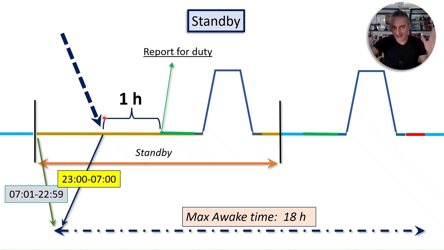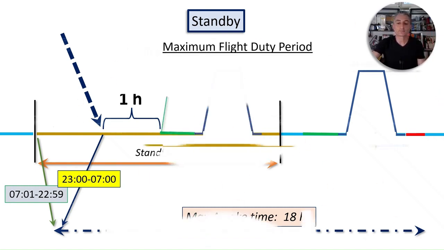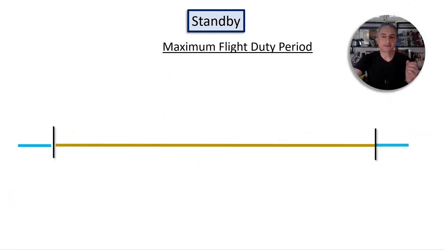Of course, this is maximum, and of course, also the flight duty period has to be taken into account, but this is the maximum awake time. That means they can call us now, in this moment, to give us a flight much later, and so the flight duty period starts at the moment you report for duty, but the maximum awake time cannot be more than 18 hours. Okay, now things get a bit more complicated because if we are on standby, we got called for a flight. When does our maximum flight duty period start?